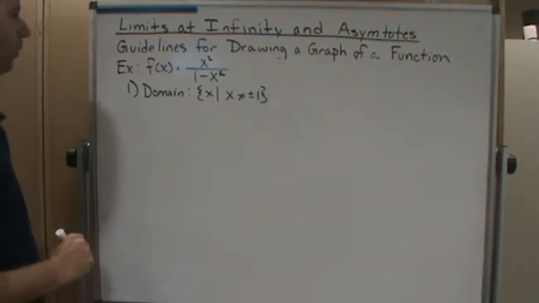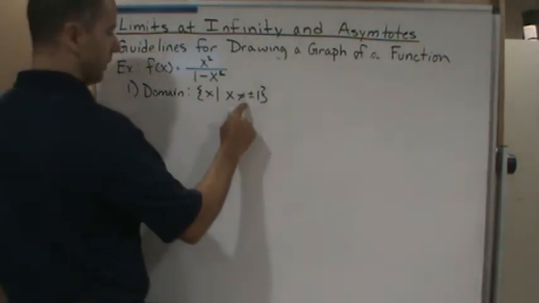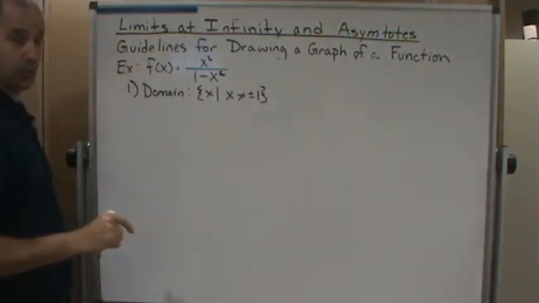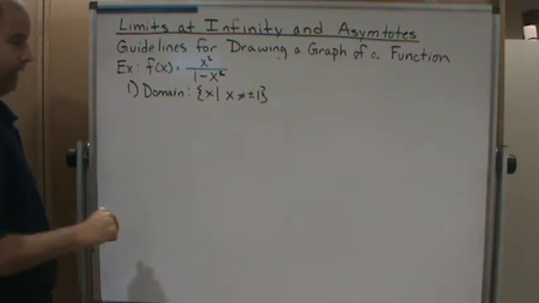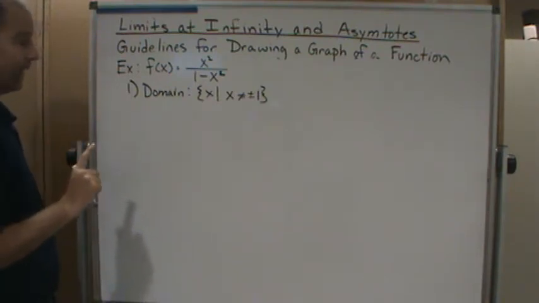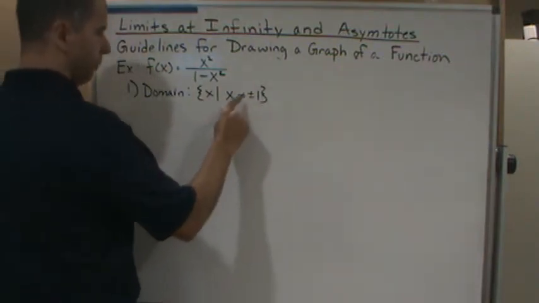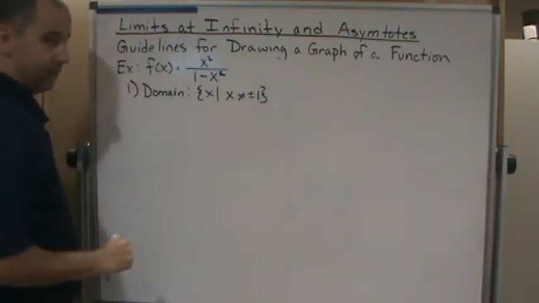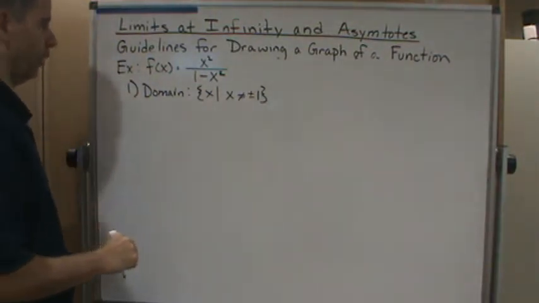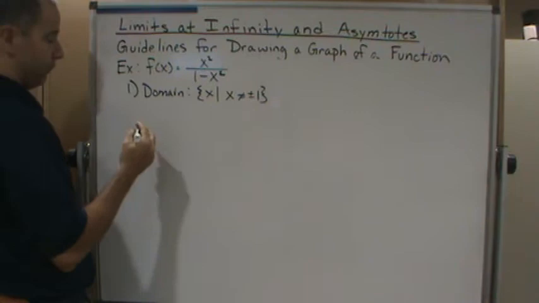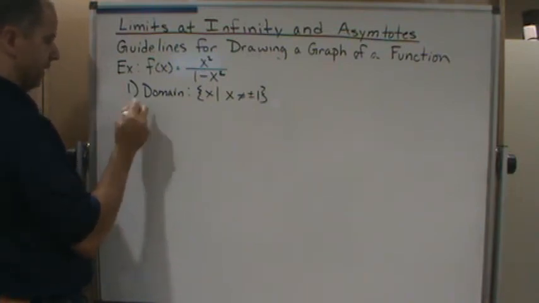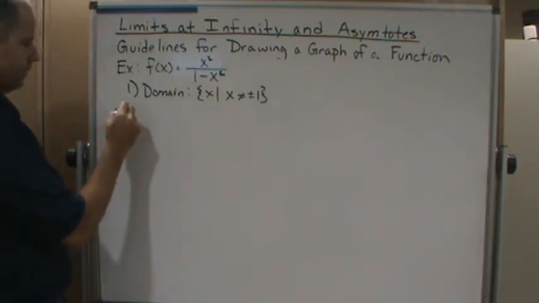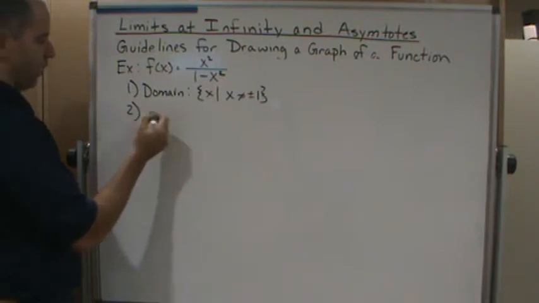Okay? So what does it tell us? Well, something's going on. We have vertical asymptotes at those values. So already I know what's going on. Remember, when the denominator is 0, we have vertical asymptotes. So we'll figure out those behaviors in the next steps. So 2, x and y intercepts.